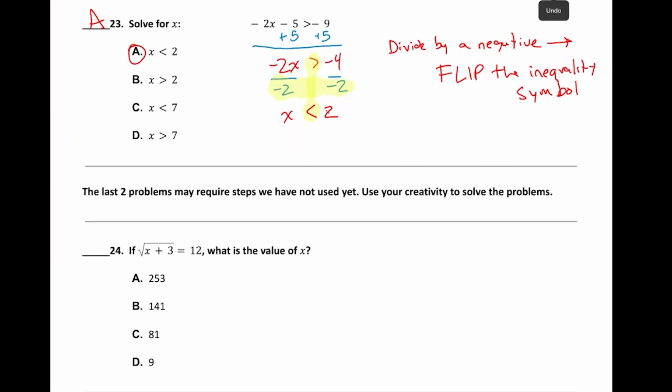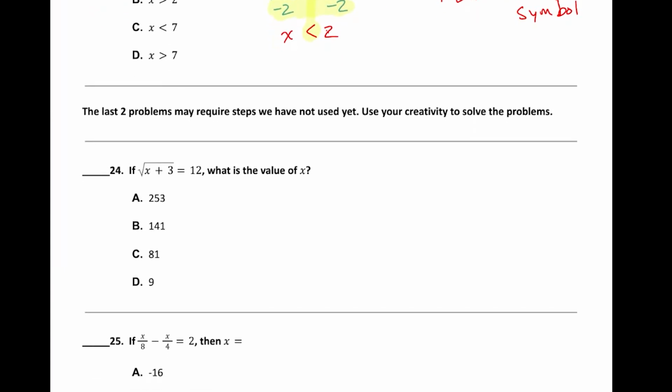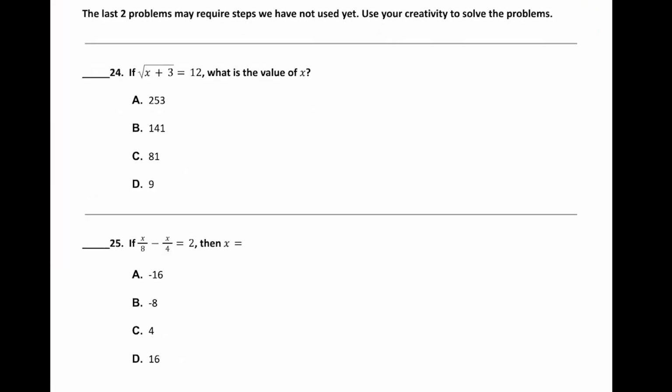Okay, those are all the ones that cover the material we've talked about so far. We've got two last problems here, and I gave you a little hint that these might require steps that we haven't used yet. Now, I don't want to go through the algebra and how I would solve these the right way, because what I really want to emphasize is no matter how complex your equation is, if the problem just boils down to solve for x, then you can use the answer choices to get these questions right. So the first one has a square root on it.